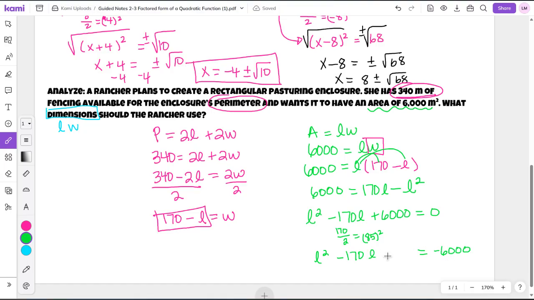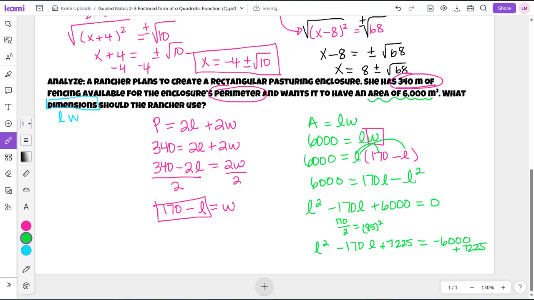And 85 squared on my handy dandy calculator is 7,225. And I'm going to add that to this side also, 7,225. And then I'm going to complete the square. So (L minus 85) squared equals 1,225. Then I'm going to take the square root of both sides, so I get plus or minus. The square root of 1,225 is 35.